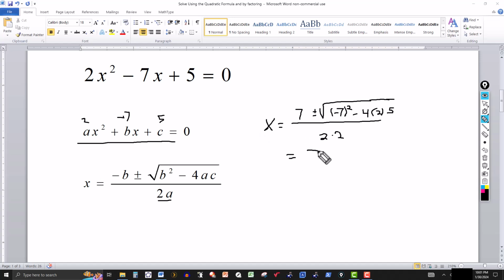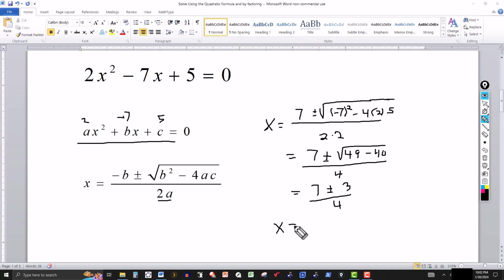So this will give me 7 plus or minus the square root. Negative 7 squared is 49. We have 2 times 5 under here is 10 times a 4. Okay, minus 40 here. And that's over 4. So this is going to be 7 plus or minus. This is 49 minus 40 is 9. The square root of 9 is 3. So we get this.